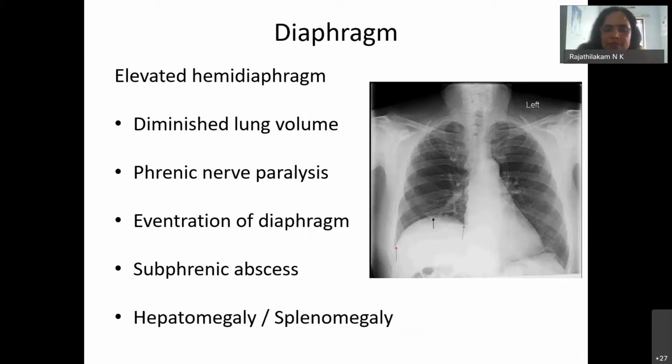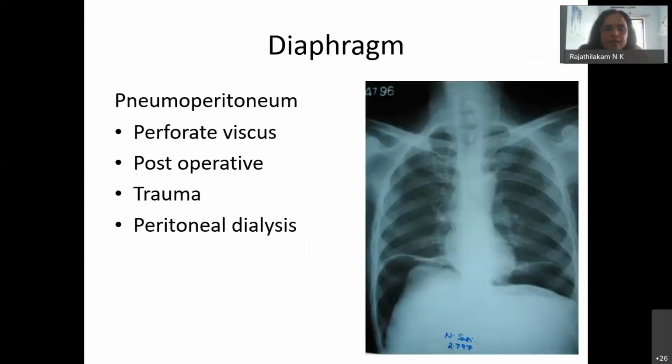This is an elevated hemidiaphragm. Usually the right diaphragm is elevated slightly, but elevated hemidiaphragm is usually seen in diminished lung volume as in restrictive lung diseases, some cases of phrenic nerve palsies, eventration of diaphragm, subphrenic abscess, hepatomegaly or splenomegaly. And pneumoperitoneum. This is a case of pneumoperitoneum, seen in cases of perforated viscus, post-operative cases, trauma and peritoneal dialysis. You can see the air shadow here. Next slide, please.